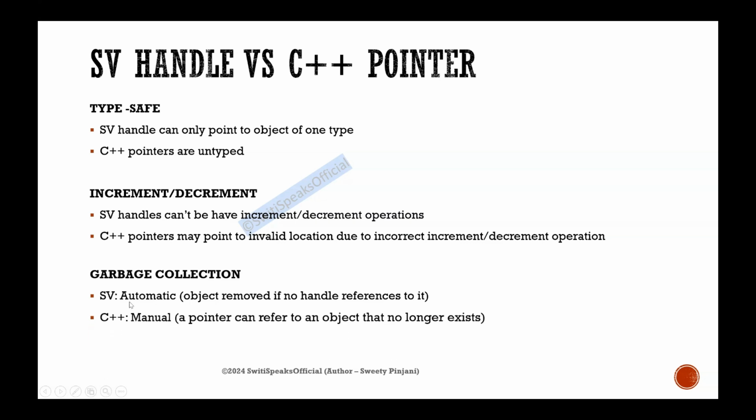But in case of C++, the garbage collection is manual. Since it is manual, it's prone to human error. So it is possible that in C++ there is a pointer which refers to an object which no longer exists. The object is already deallocated, but your pointer is still pointing to it. It is possible in case of C++.